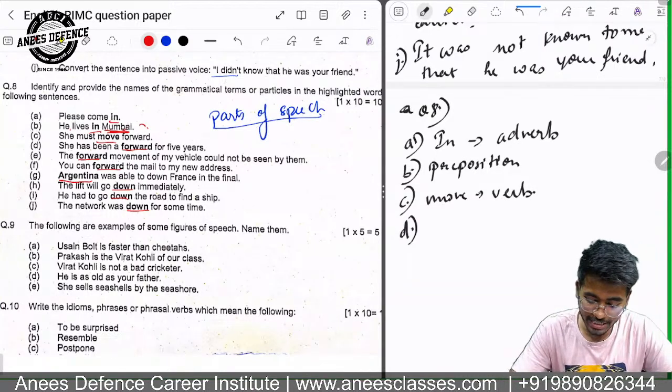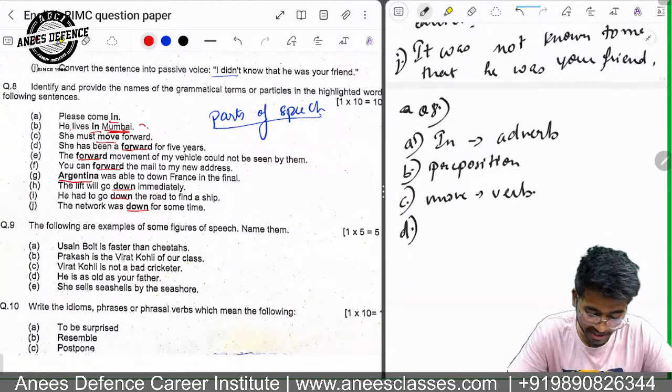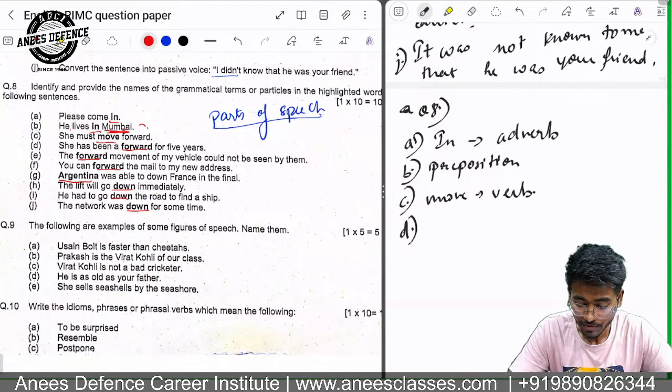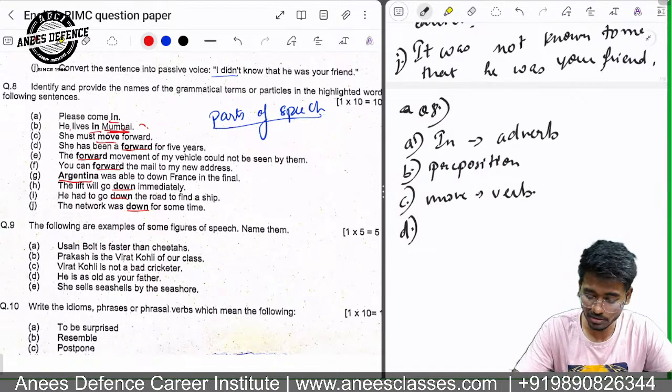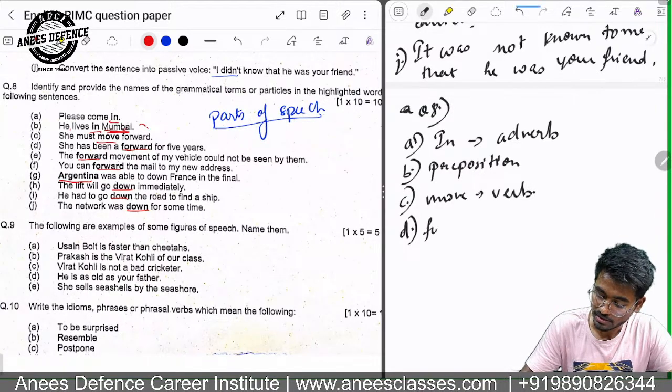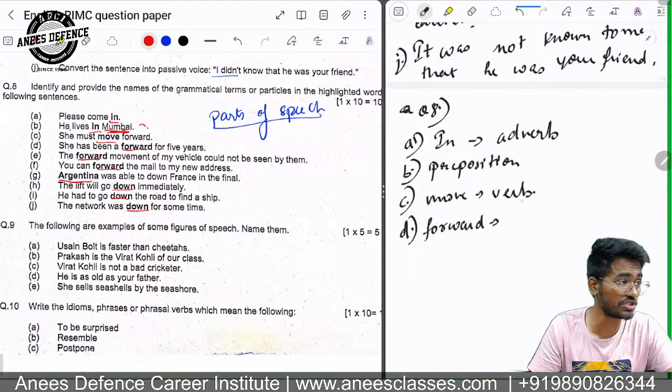She has been a forward for 5 years. Now see, before forward, there is an article written, a, which is an indefinite article. Here, forward means a noun, because forward denotes position. Position is nothing but a noun. And you might have also read about articles.